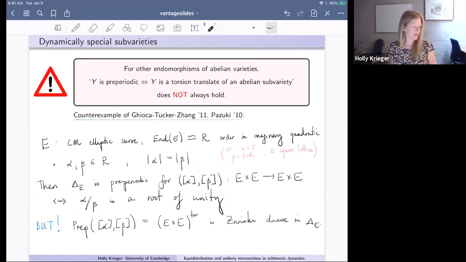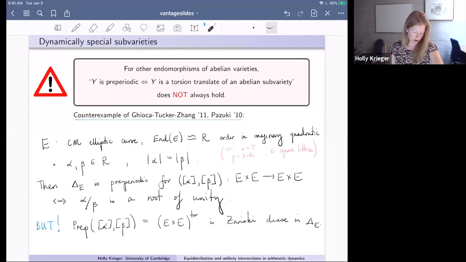So a counterexample, initially due to Ghioca and Tucker, and then it appears in a paper of theirs joint with Zhang, and then generalized to higher dimensions by Fabien Pazuki, provides counterexamples, oddly, if you're a dynamicist, precisely in the setting of abelian varieties, okay? The reason why the dynamical version fails while the classical version holds is that for other endomorphisms, so not multiplication by an integer, it's not true that you're pre-periodic if and only if you're a torsion translate of an abelian subvariety, okay?